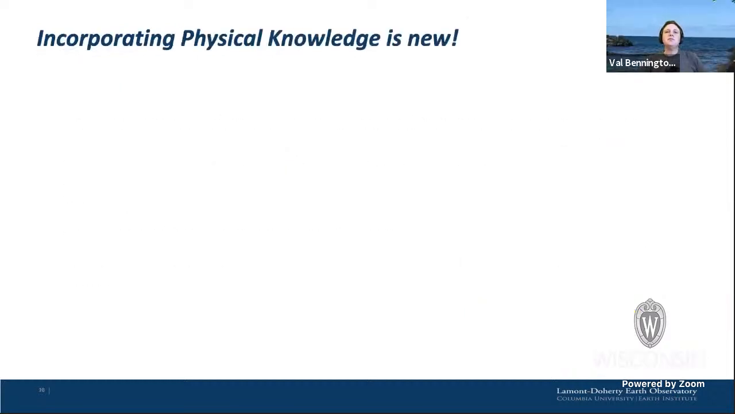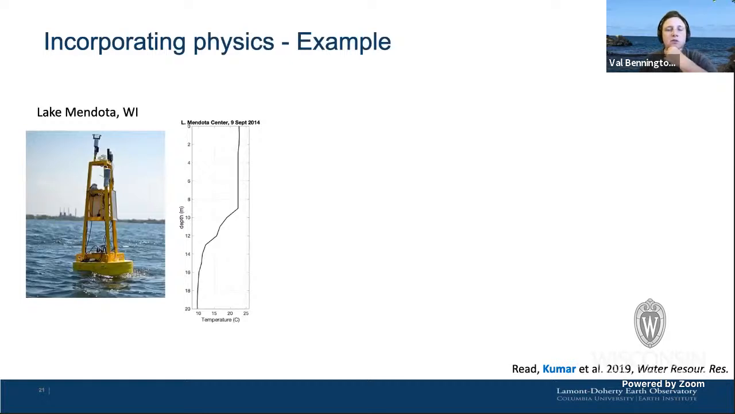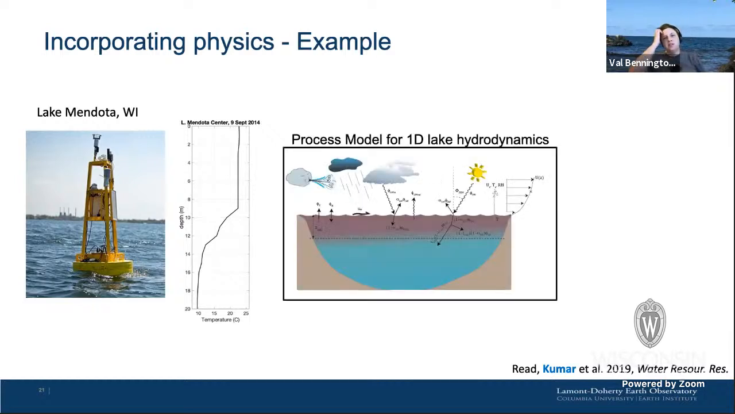Okay. So incorporating physical knowledge within machine learning is new in the geosciences. And so I'm just going to go into one example of how you can incorporate physical knowledge into machine learning. Actually, this is a great example since you guys live right by Lake Mendota. So Kumar et al. in 2019 tried to reconstruct Lake Mendota temperature profiles. And they did this using a 1D lake hydrodynamic model and evaluated their process-based model.